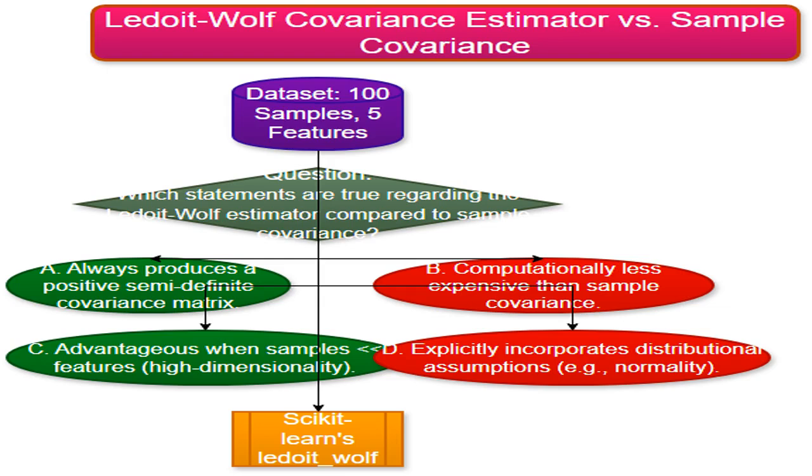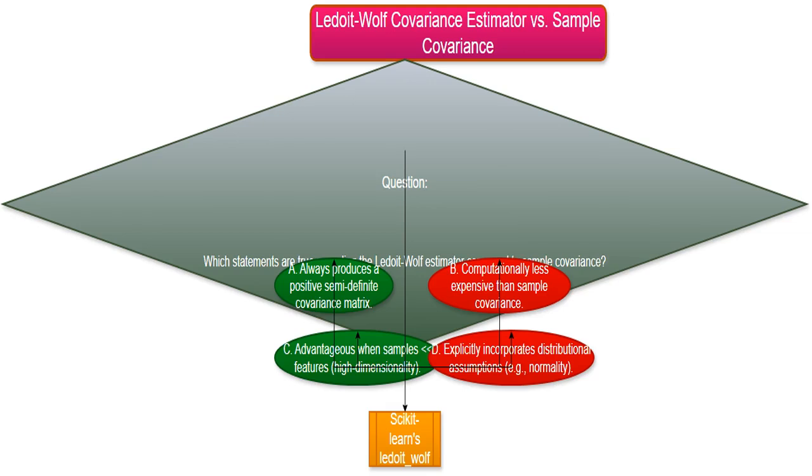This specific dataset size is relevant because it helps me illustrate how the sample covariance can fail in higher dimensions, unlike the more robust ledoitwolf estimator. I need to determine which statements correctly describe the ledoitwolf estimator's behavior and advantages over the traditional sample covariance.